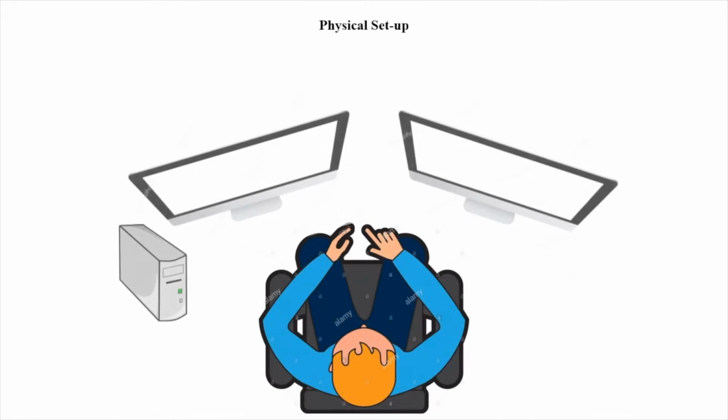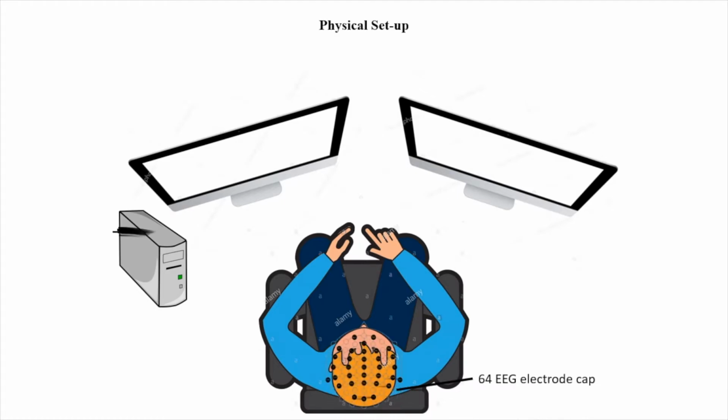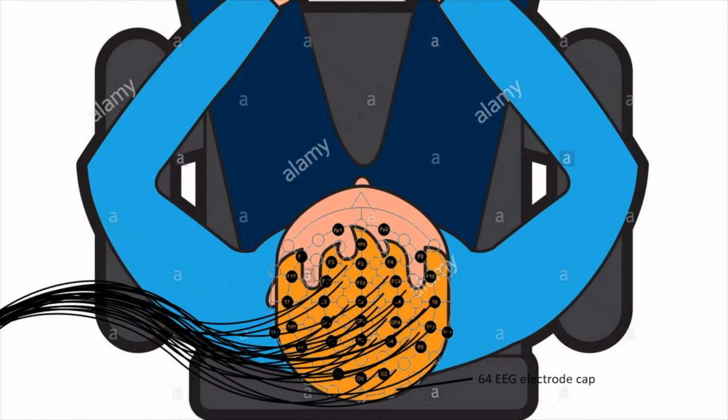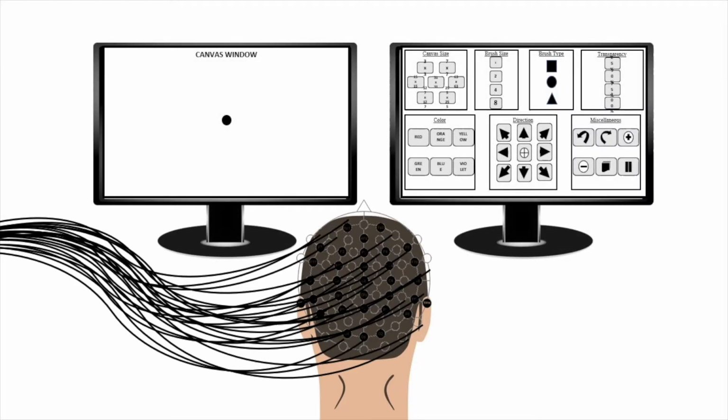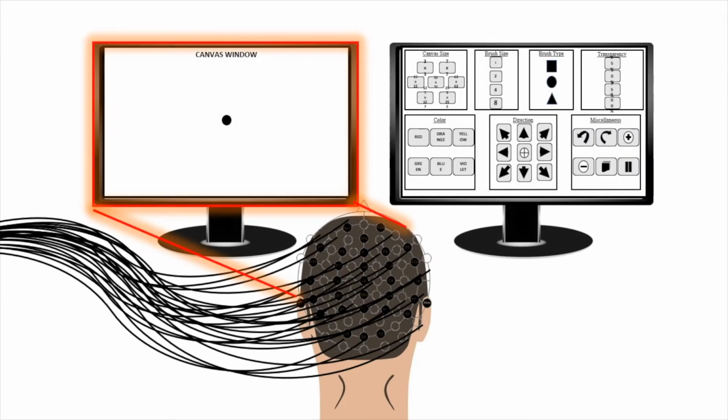Now, in case our real-life demo wasn't quite clear, here's a small virtual setup of it. We have the user, the monitors, the electrode cap, and its cables. Now let's take a closer look. Here's a closer look at the canvas window.